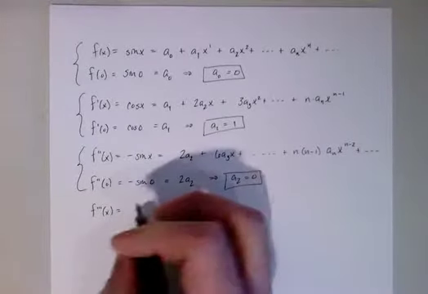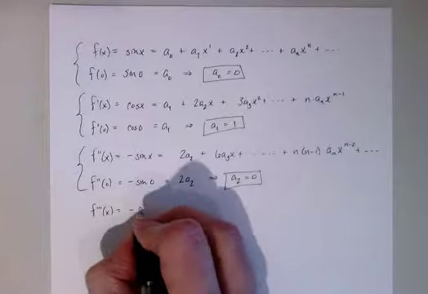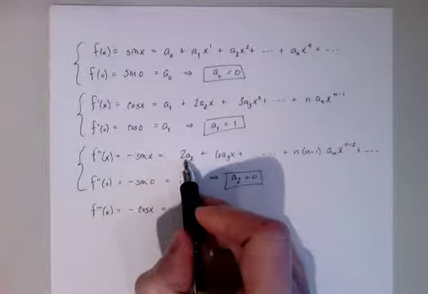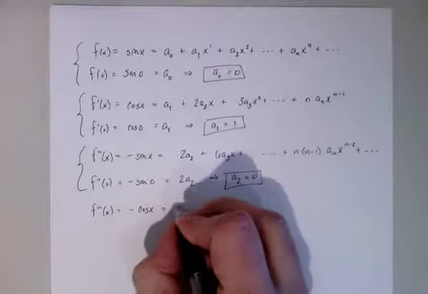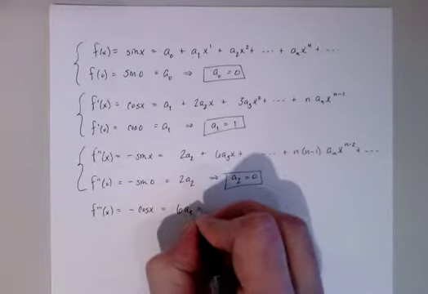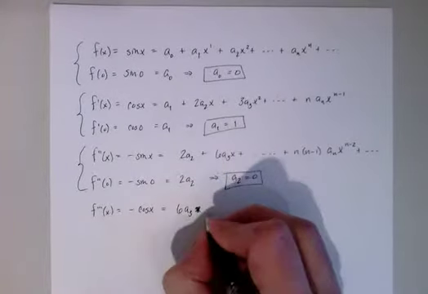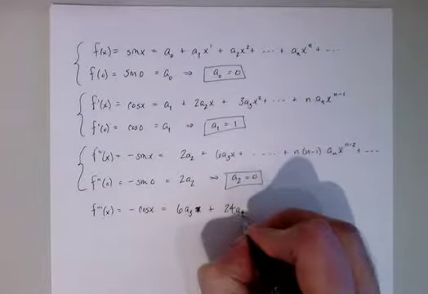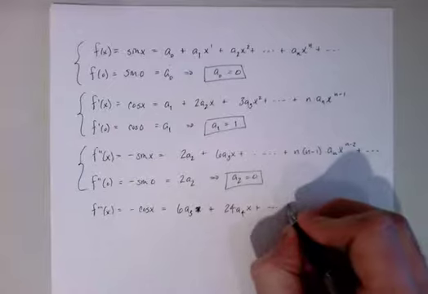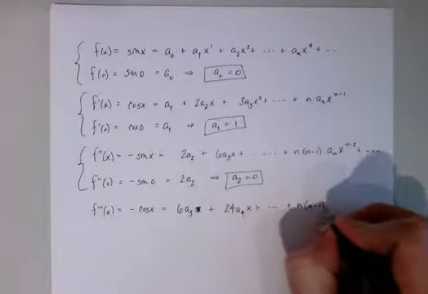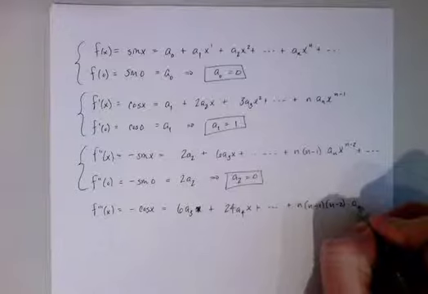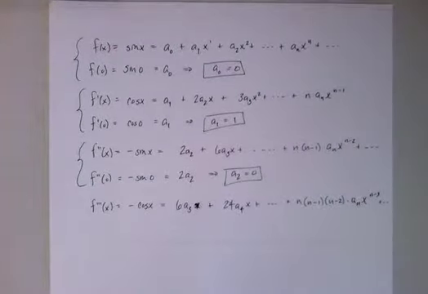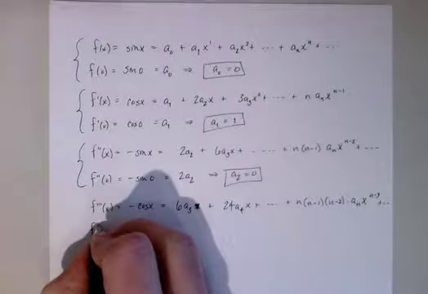Okay, and let's take the third derivative. Well, we know that winds up being negative cosine x. The derivative of the first term is 0. The derivative of the second term, since it's just a coefficient times x, is just the coefficient, and the next one is going to be 24 a sub 4 x plus ... plus n times n minus 1 times n minus 2 times a sub n x to the n minus 3, and of course that keeps going off to infinity. Well, let's evaluate this one at 0.